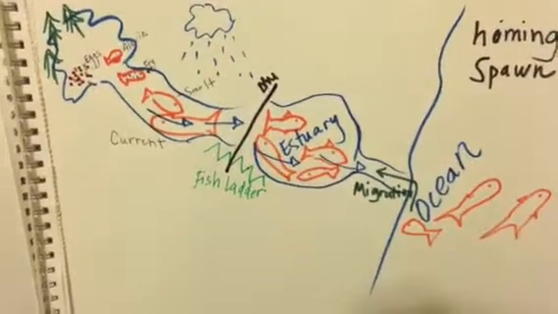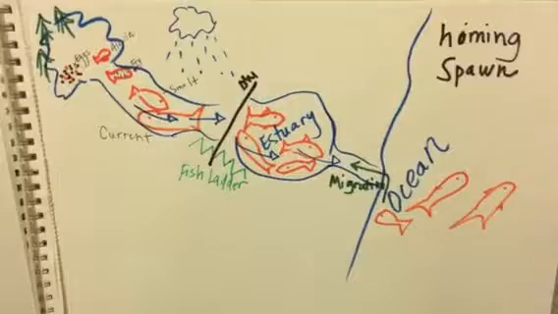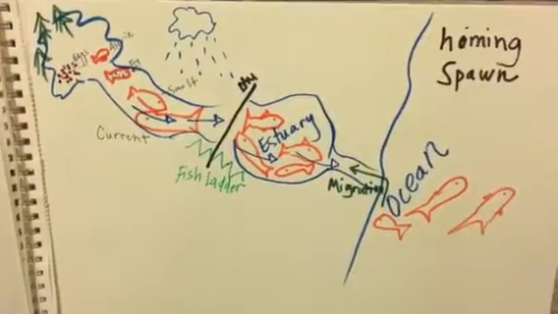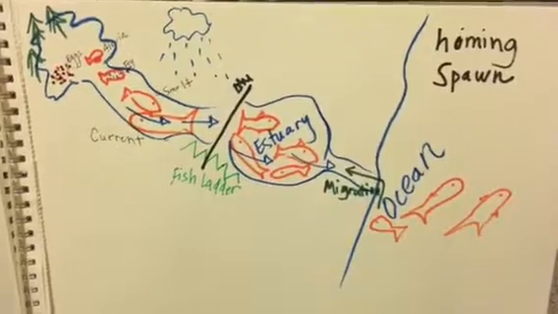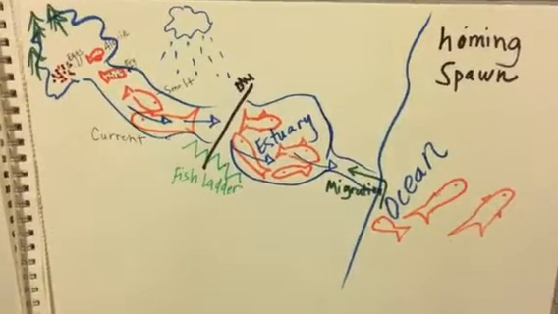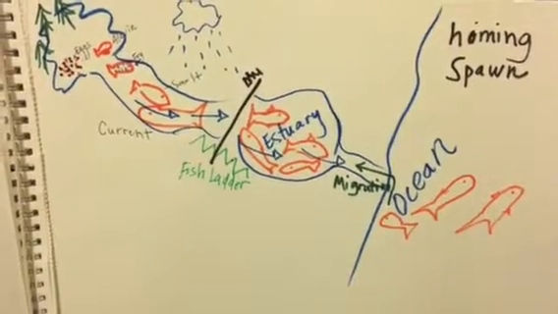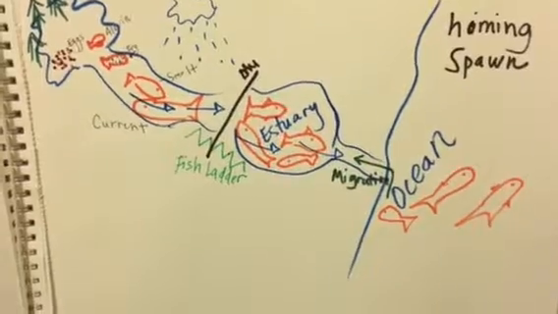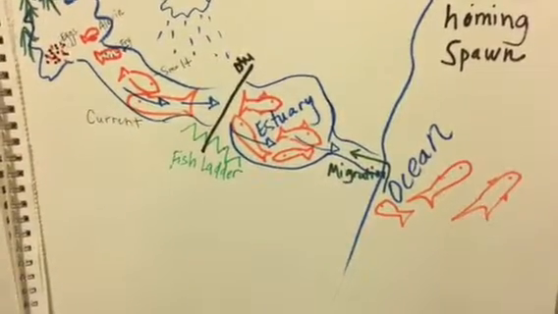So right now what I'd like for you to do is take some time to talk to your partner, talk a little bit about the labels that we just put on the life cycle, homing and spawn, fish ladder, migration, current. And I want you to talk a little bit about what those words mean, make some predictions, and then we'll talk about that shortly.